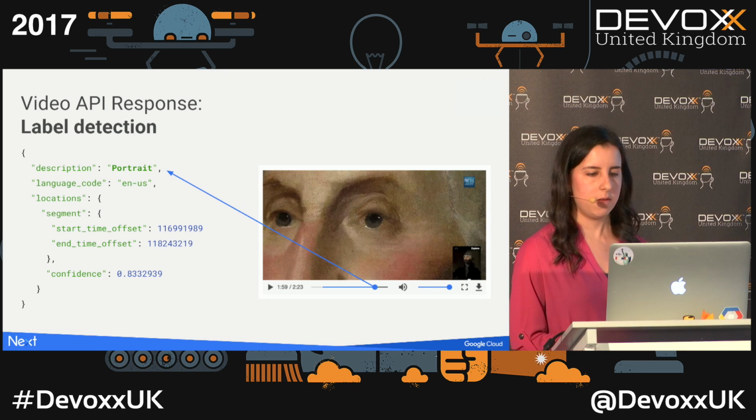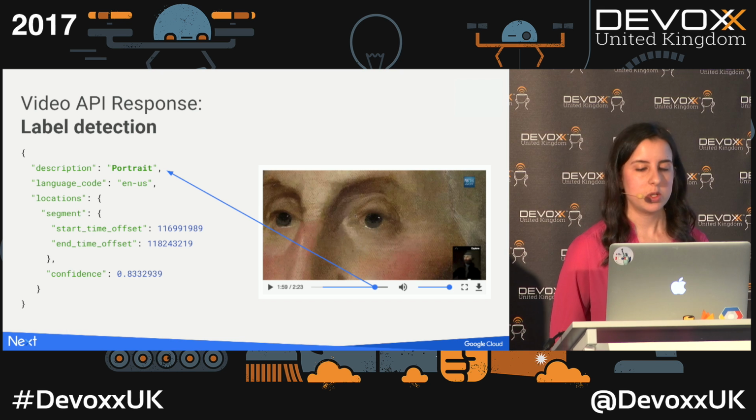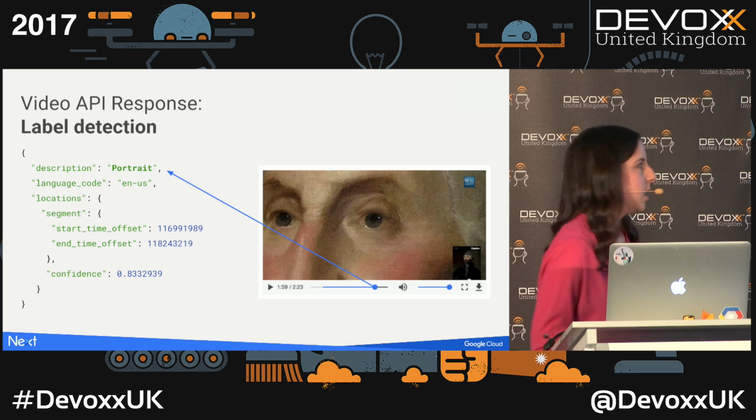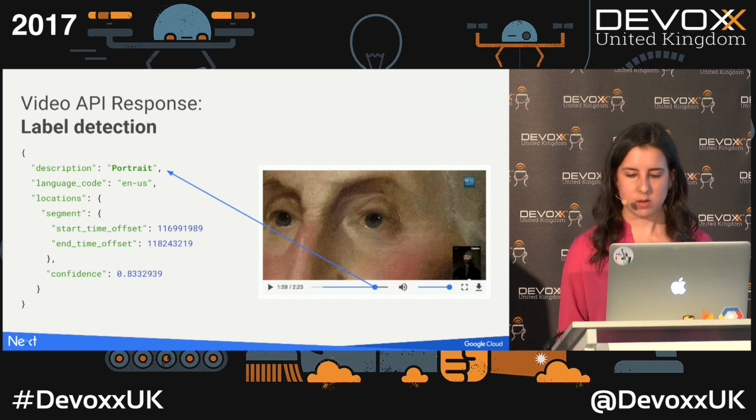And then here we have just a scene of a portrait. It's able to identify that this is indeed a portrait with 83% confidence. That's just what the API response looks like.